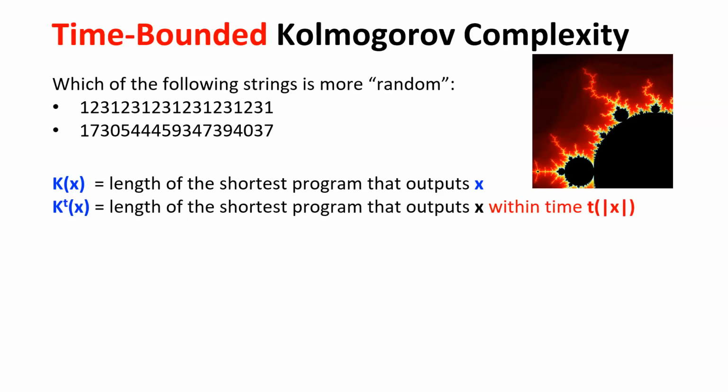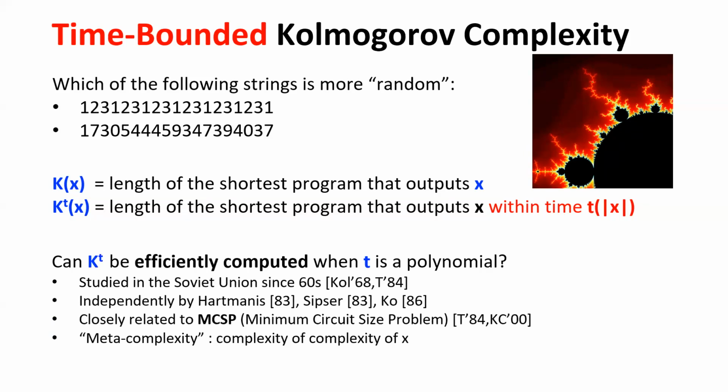So let's instead look at the time-bounded variant of this notion. Imagine that there's a time bound T, and we're restricting ourselves to programs that terminate within T of n steps. So we can define the notion KT, which is roughly the same thing with an additional requirement that your program terminates in time T of the length of x. And if you think about it, it becomes computable by a brute-force search, and it's actually in NP if T is a polynomial. So the question here is, can KT be efficiently computed when T is a polynomial?